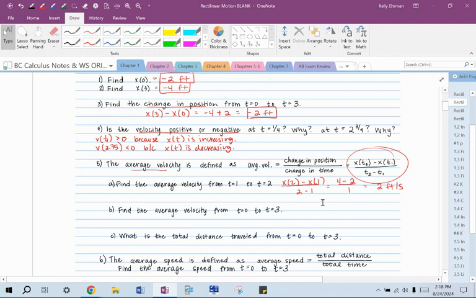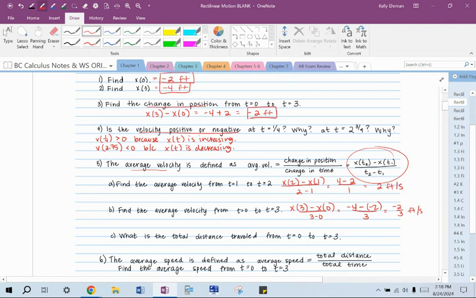Find the average velocity from 0 to 3. So again, show your work. You would need to do this for the AP exam too. X of 3 minus x of 0 over 3 minus 0. So x of 3 was -4 feet minus -2 feet all over 3. -4 plus 2 is -2. So that's -2/3 feet per second.